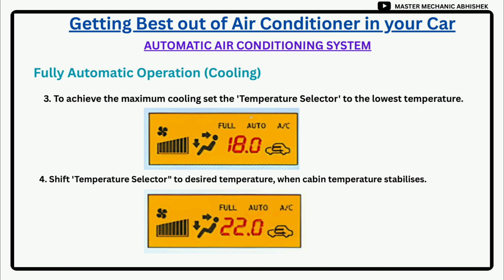Third, to achieve maximum cooling, set the temperature selector to the lowest temperature. Fourth, shift the temperature selector to the desired temperature when the cabin temperature stabilizes.